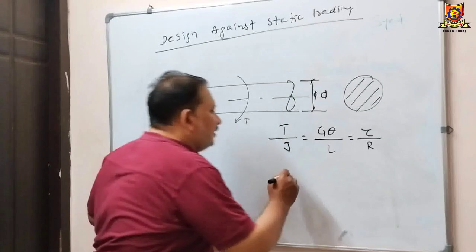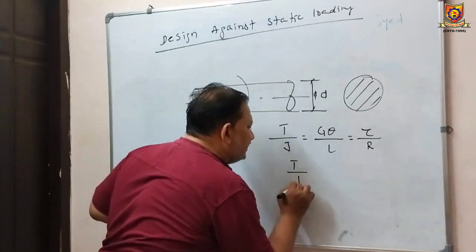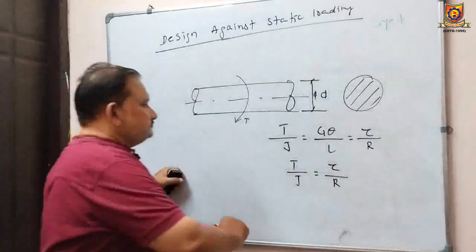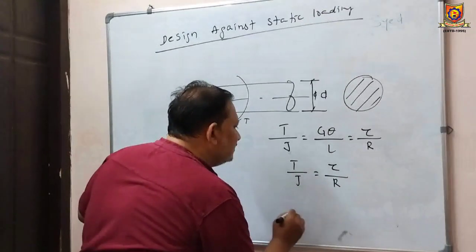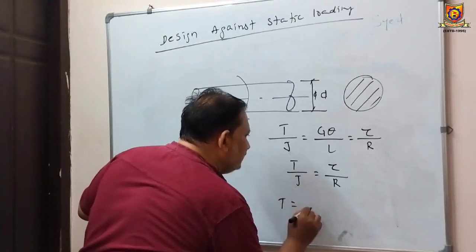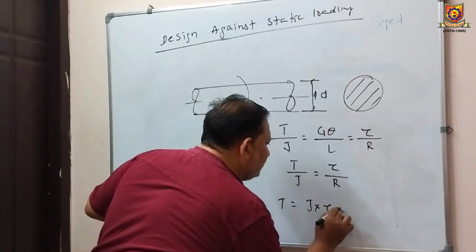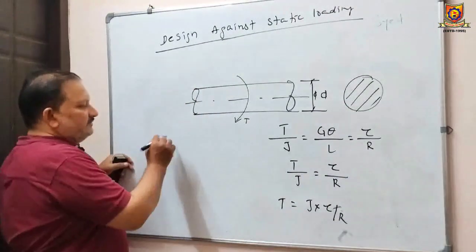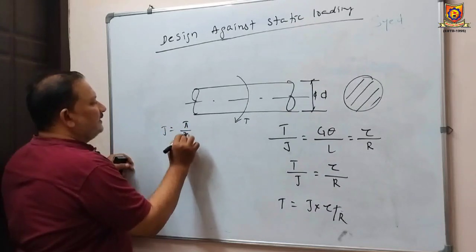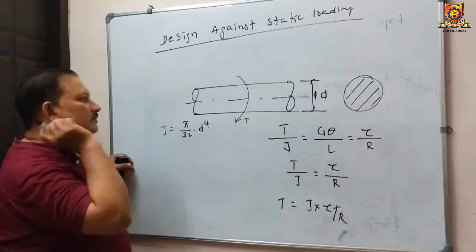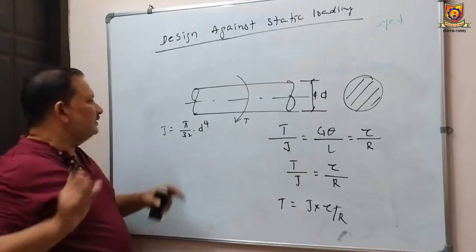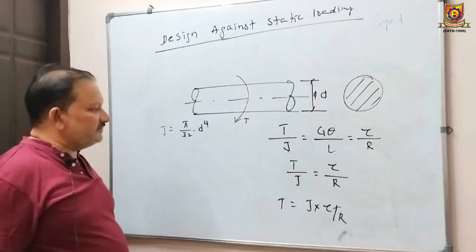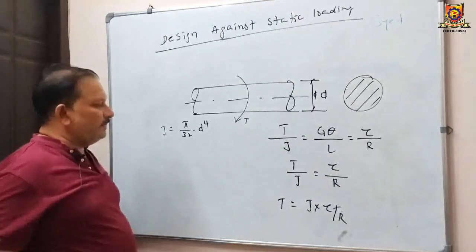Okay, so now let us take the relation T by J is equal to tau by R. So we can say T is equal to J tau by R. J, for a circular section, is pi by 32 D power 4, where D is the diameter of the shaft. This is called the polar moment of inertia.